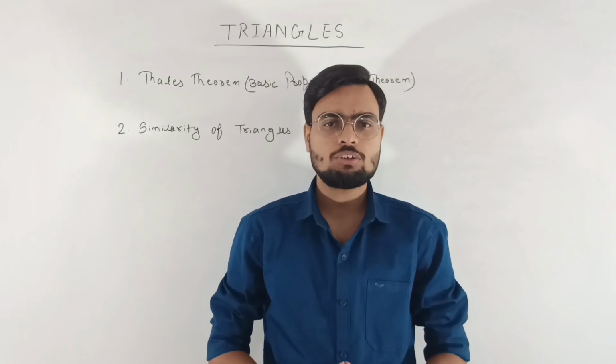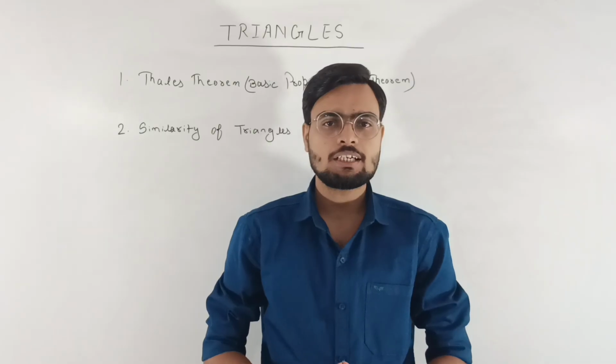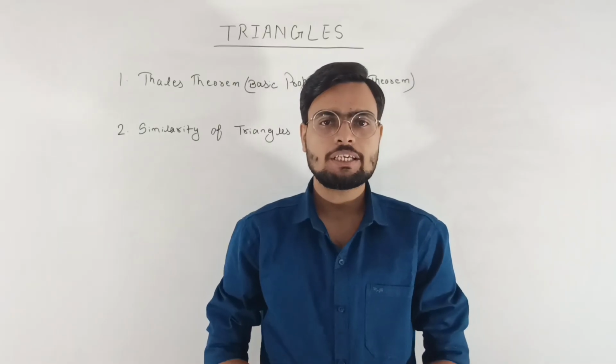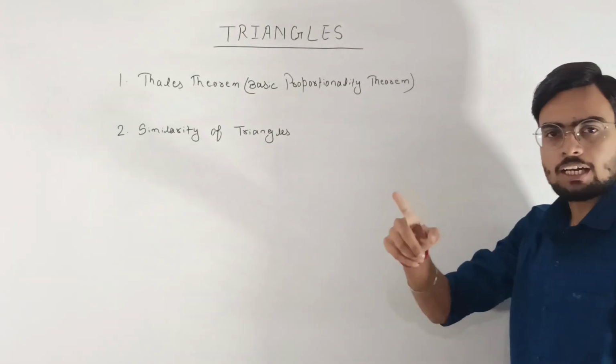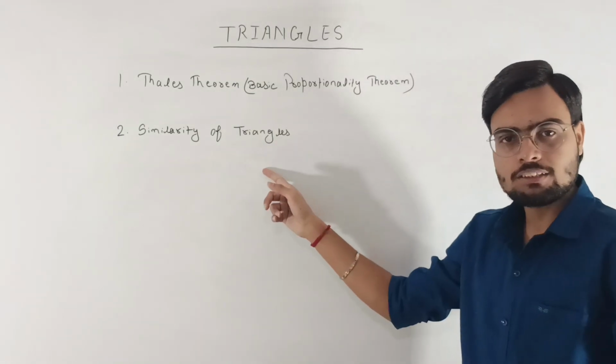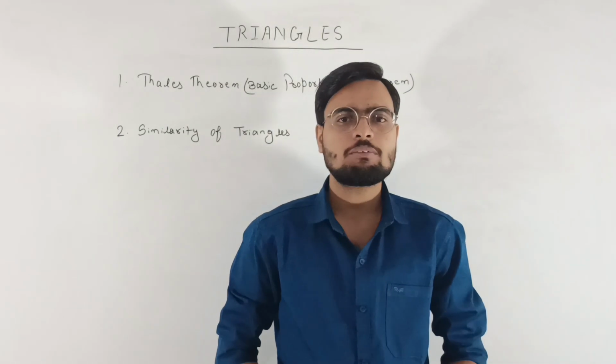In today's lecture, we are going to learn our next chapter, that is triangles. In this chapter, we study two things. First one is Thales Theorem, which is also known as Basic Proportionality Theorem, and second one is Similarities of Triangles. Okay, so let's start our lecture.